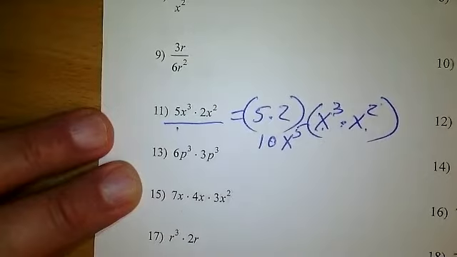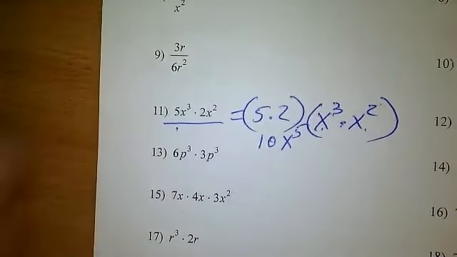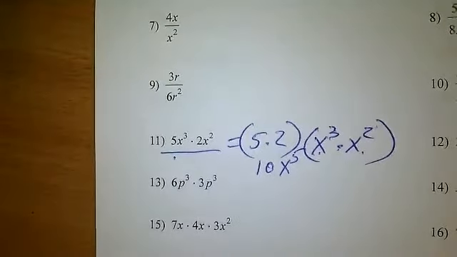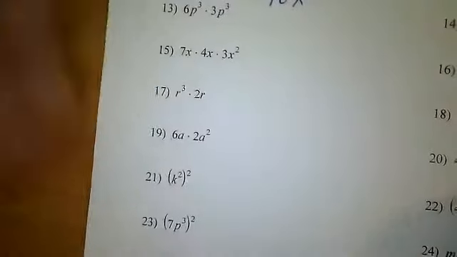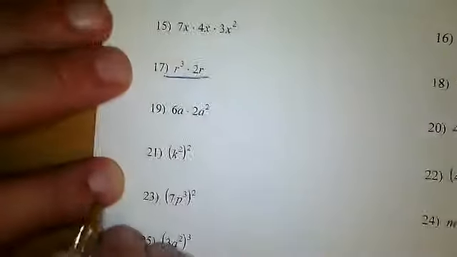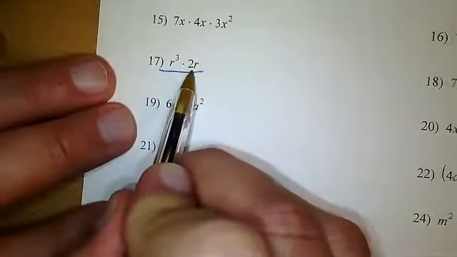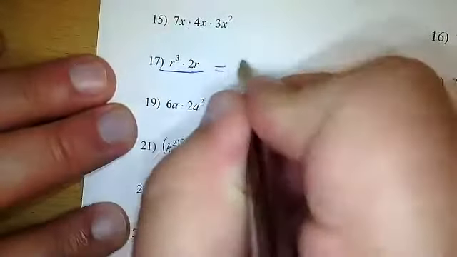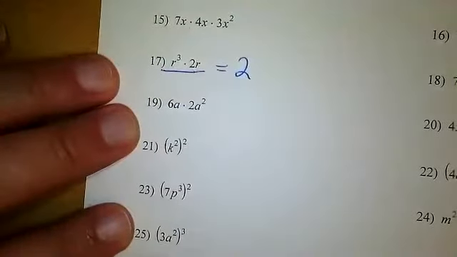All right, someone pick one for me. 17. Okay, so let's look at number 17. Probably the easiest one. Now, I have only one coefficient, so I know that my number is going to start with a 2, right? Because that's the only number.